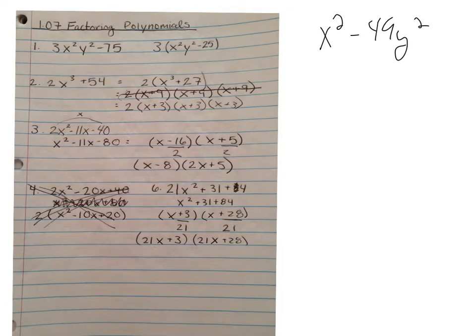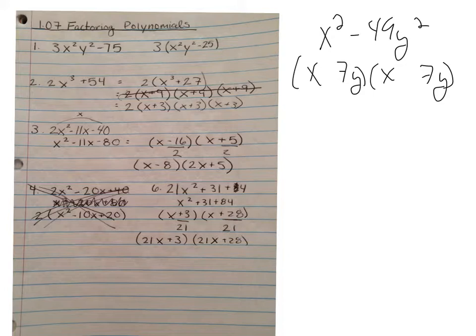Suppose I have to factor a polynomial like this one. Now, one thing I do notice is that this is a square and 49 is a square and y is also a square. And there's a subtraction between them, so that's the difference of two squares factoring pattern. So that will factor. I'm just going to take the square root of each of those terms, so x and 7y and x and 7y.